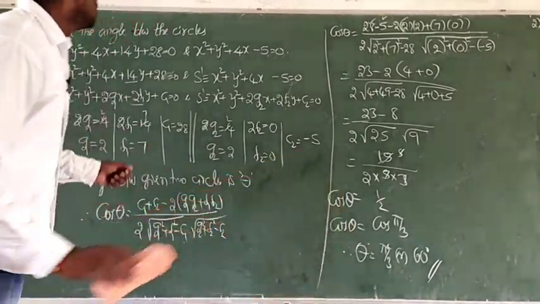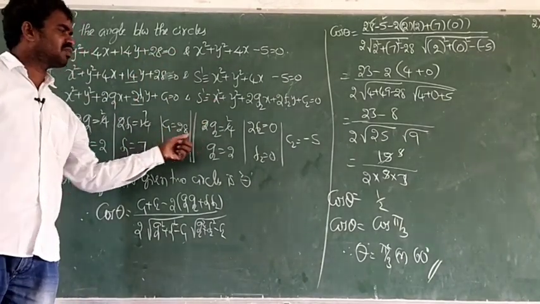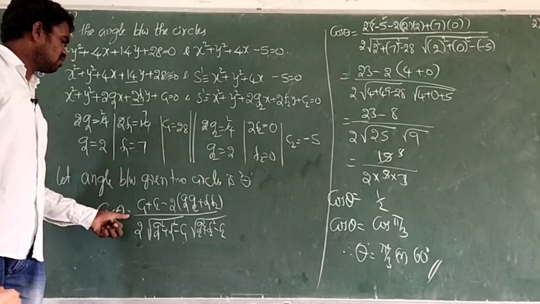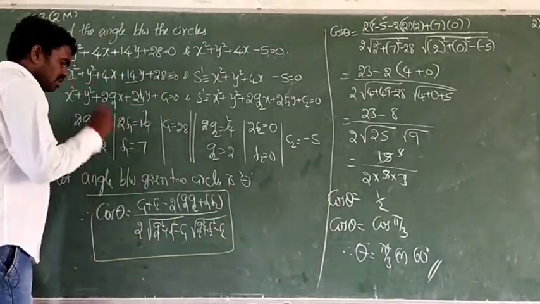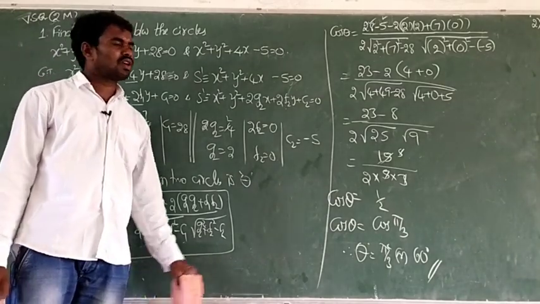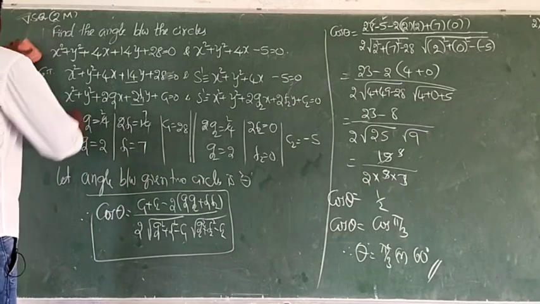Okay, very simple. Just write the equations, compare with general equations, write down what is g1, g2, c1, what is f1, f2, c2, and write the formula. So, I am putting this formula in a box and substitute in that formula and simplify, we get the answer. That's it. That is the concept. So same way, second question.